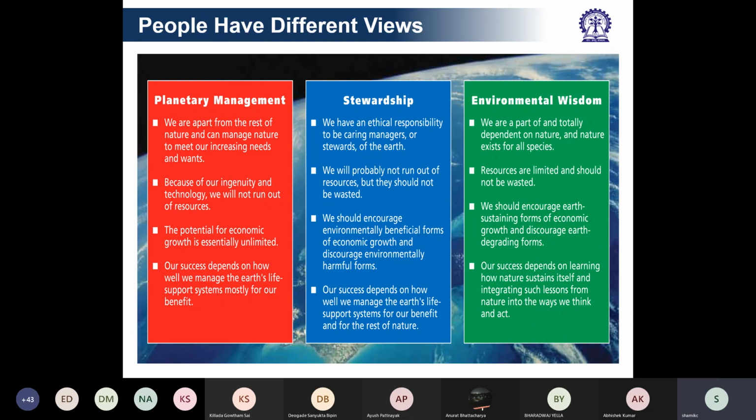What you see in this slide is the summary of the four major beliefs of each of the three different major environmental worldviews. The first worldview is the planetary management worldview. It is a human-centered worldview, which is held by many people. According to this view, humans are the planet's most important and dominant species, and we can and should manage the earth mostly for our own benefit.